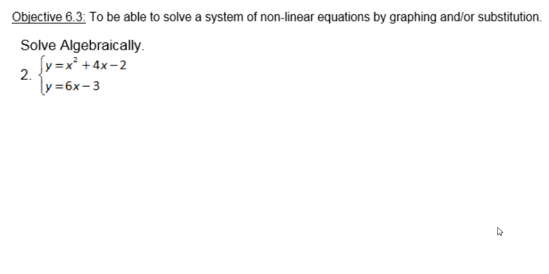We've been working on solving systems of nonlinear equations by graphing and/or by substitution. Substitution is one of our algebraic methods of solving systems. So here we have a system of equations that we'd like to solve algebraically.